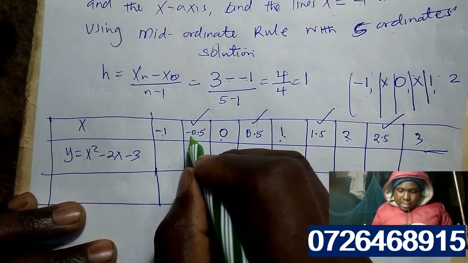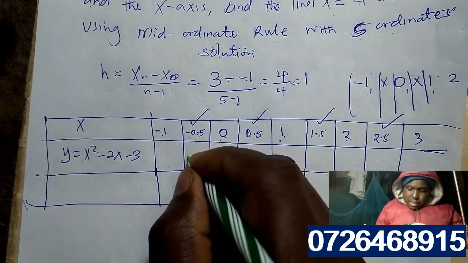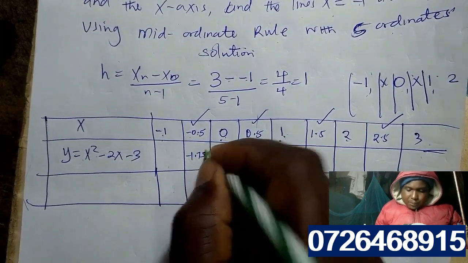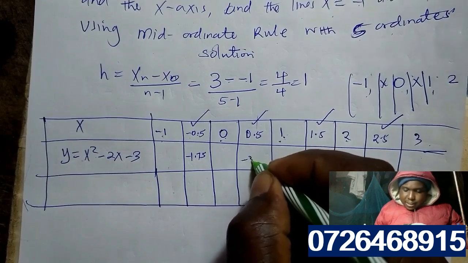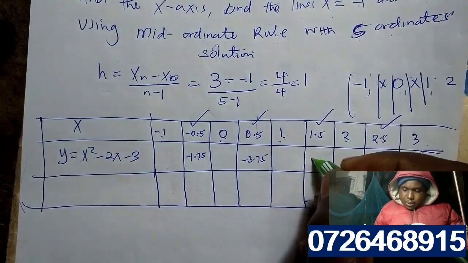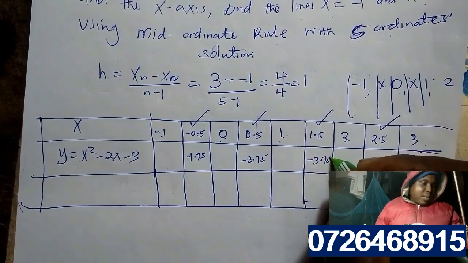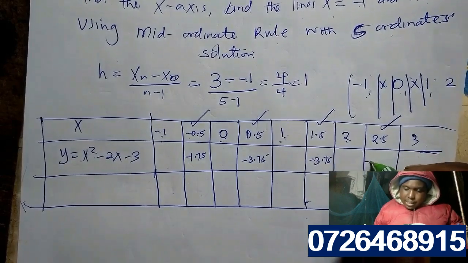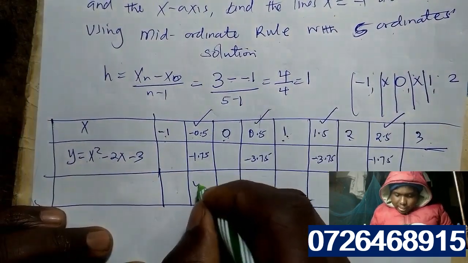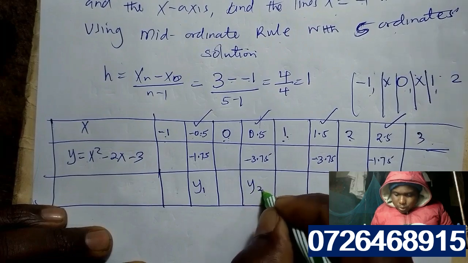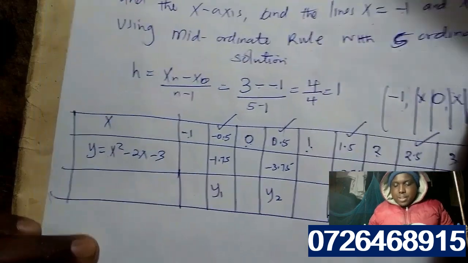So here, substitute -0.5 in the equation, and you will find that the answer is -1.75. Substitute here, you will find that the answer is -3.75. Substitute here, and you will get -3.75. Substitute here, and you will get -1.75. So here, this is our y1, y2, y3, and y4. Nice.